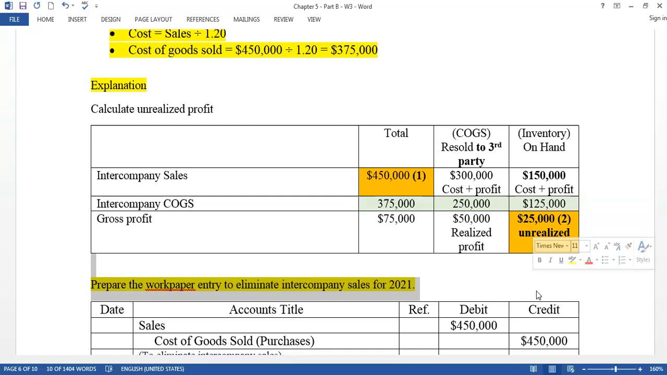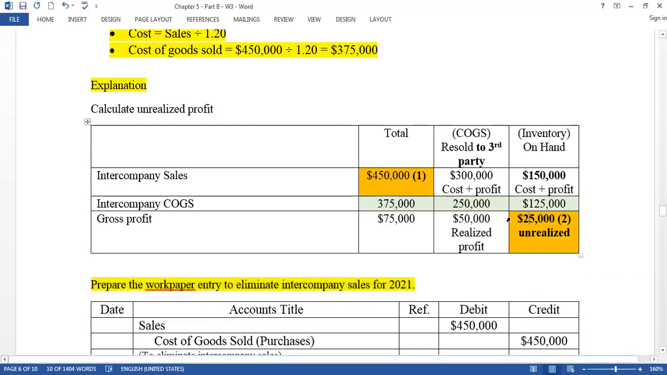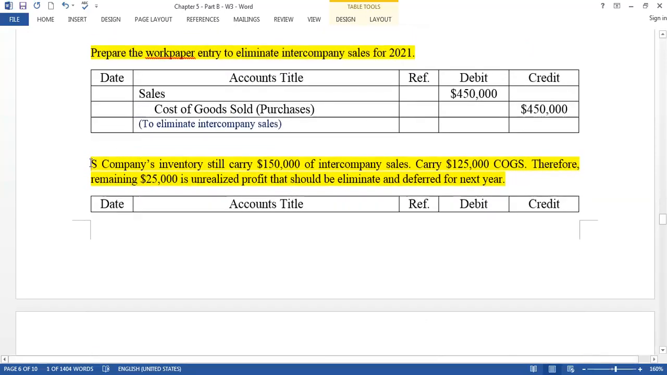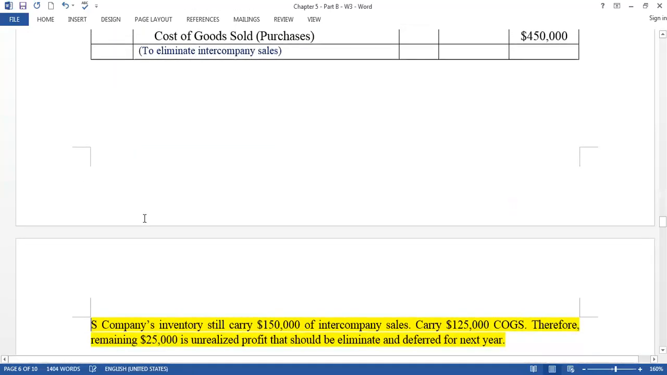Cost of goods sold increase means profit decrease, right? So if we want to eliminate this, then your cost of goods sold should be debit, right? And this cost of goods sold is related with which account? This cost of goods sold is related with your ending inventory, right? So look at the journal. Look at the second journal. So this is the second journal.